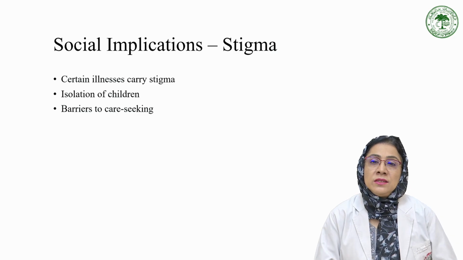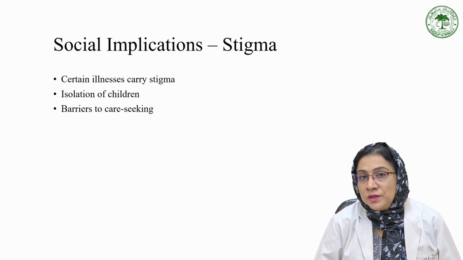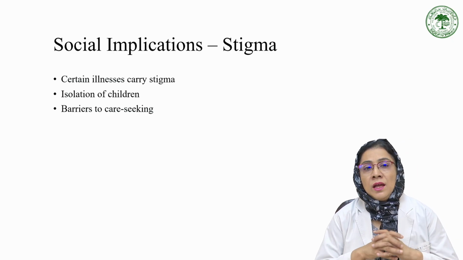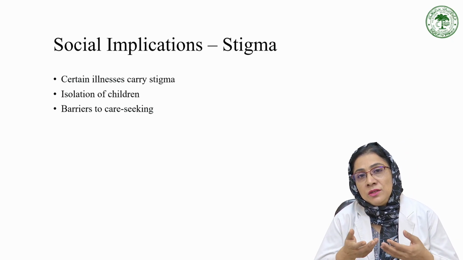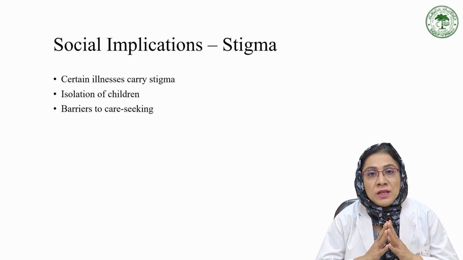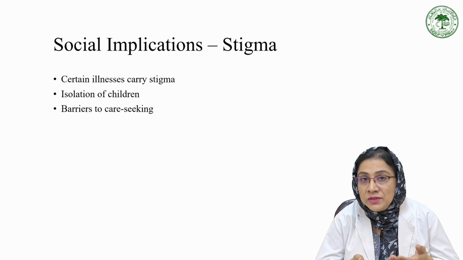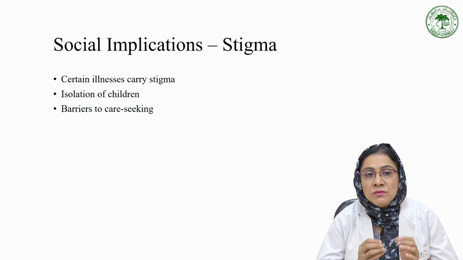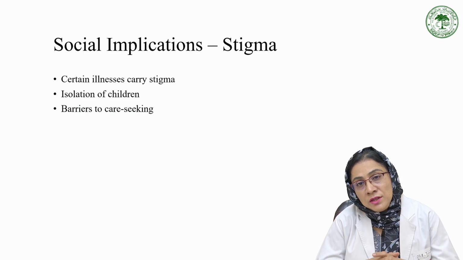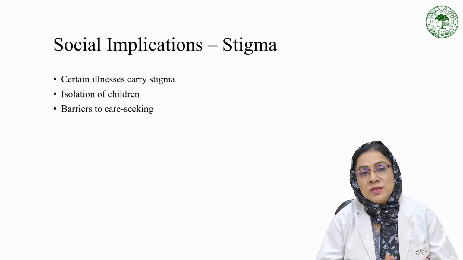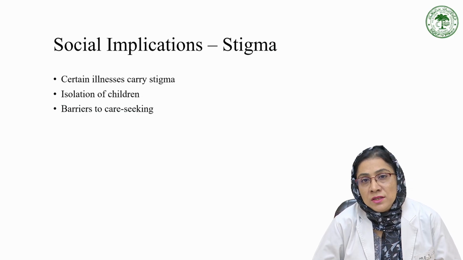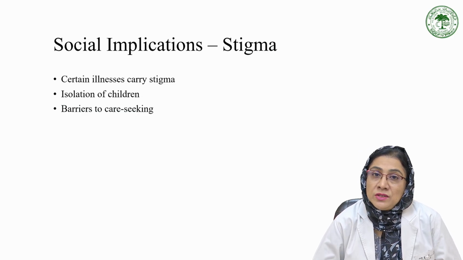Some childhood illnesses, such as HIV, skin conditions, or disabilities, carry stigma within communities. Affected children may face isolation, bullying, or exclusion from education. Parents may hide illness due to shame, delaying treatment. Stigma becomes a barrier not only to care seeking but also to social inclusion. Overcoming stigma requires awareness campaigns, community dialogue, and policies protecting the rights of affected children.